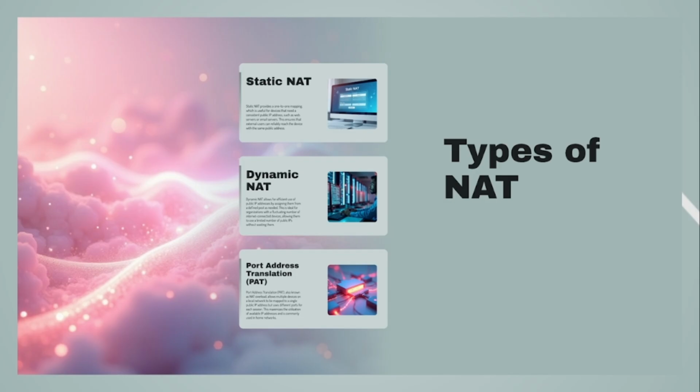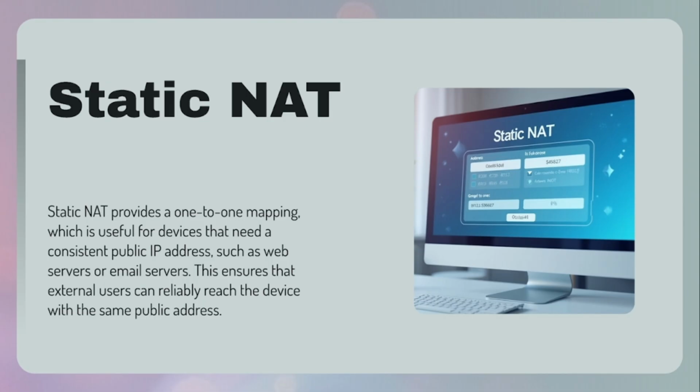Now we'll talk about the types of NAT. So what are the types we have? First of all, we have static NAT. Static NAT provides a one-to-one mapping, which is useful for devices that need a consistent public IP address, such as web servers or email servers.